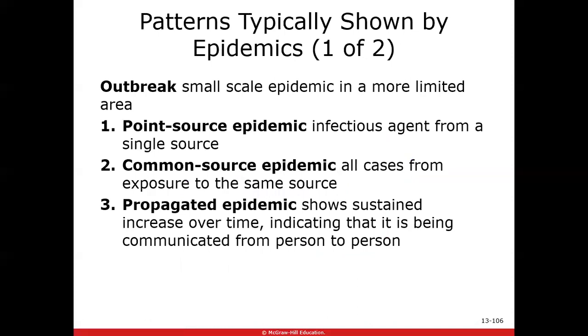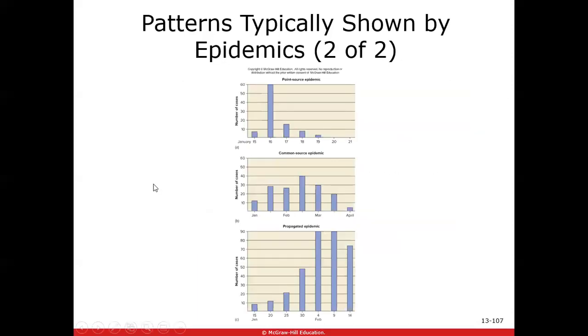Okay, now you can have an outbreak, which is a small scale epidemic in a more limited area. You can have a point source epidemic, where the infectious agent comes from a single source. Then you can have a common source epidemic, with cases from exposure to the same source. Then you have a propagated epidemic that shows a sustained increase over time, indicating that it's being communicated from person to person. And you can see these.